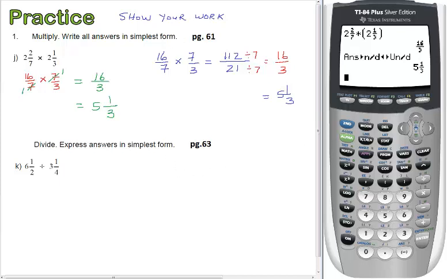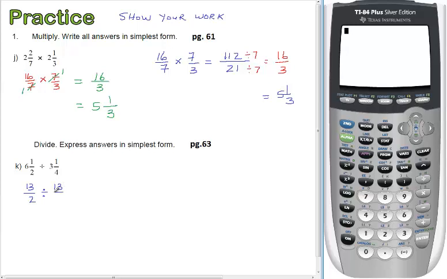Okay, let's go down and tackle the division problem. Now there's only one difference with the division problem, and that is we change it to multiplication. But before we do that, you have to be able to change the mixed numeral to an improper fraction. Okay, so let's do that. 2 times 6, remember, multiply these two, add the 1 on top, and put it over the same denominator. 2 times 6 is 12, plus 1 is 13 over 2. And we're going to divide that by 4 times 3 is 12, plus 1, and that's 13 over 4.